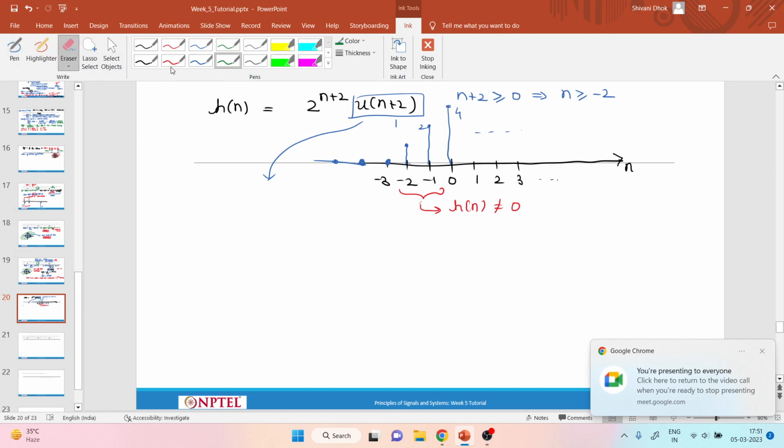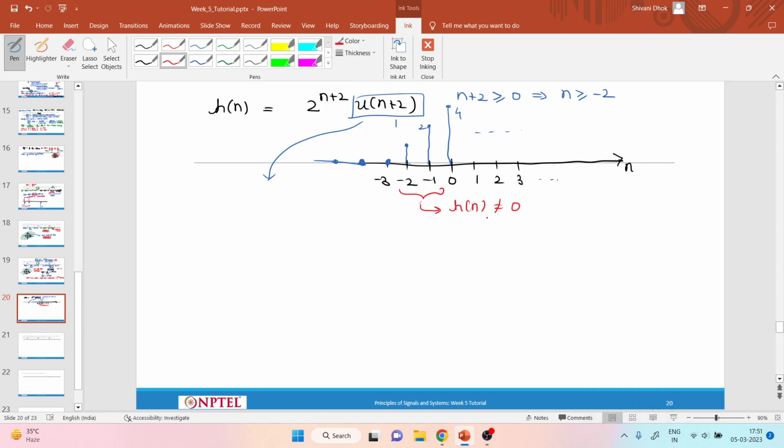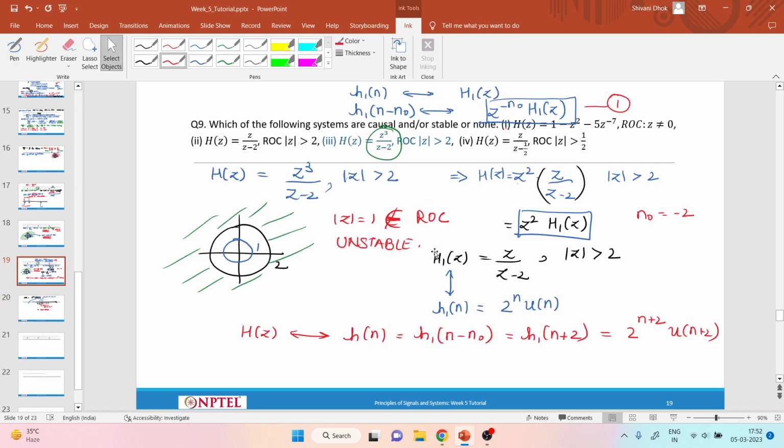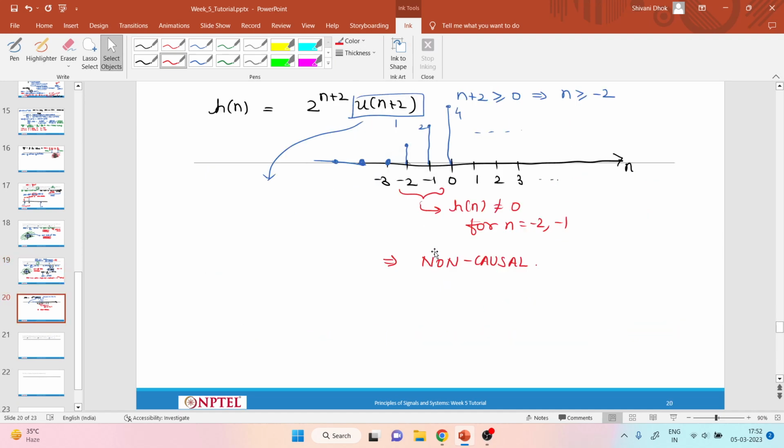So at n equal to minus 2 and n equal to minus 1, my h of n is non-zero, and these are negative values, which means that this is non-causal. Any questions in this part? So this system is neither stable nor causal.